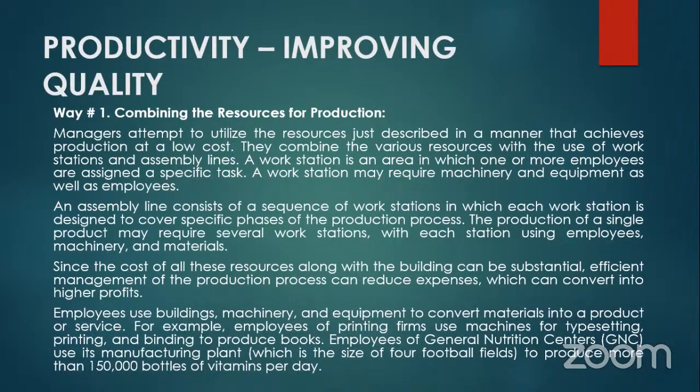Employees use buildings, machinery and equipment to convert material into a product or service. For example, employees of a print firm use machines for typesetting, printing, and binding to produce a book. To produce vitamins, employees of General Nutrition Centers (GNC) use a manufacturing plant the size of four football fields to produce more than 150,000 bottles of vitamins per day.